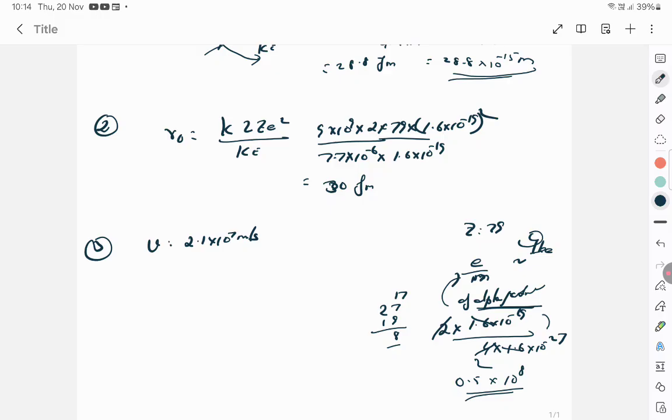4 into, that's approximately equal to 5 into 10 to the power 7. Can you see? If I write it as 5, which means I'm multiplying by 10, I'm also dividing by 10. So it becomes 10 to the power 7, which is correct.